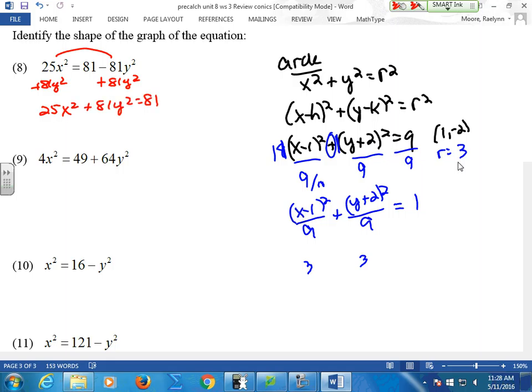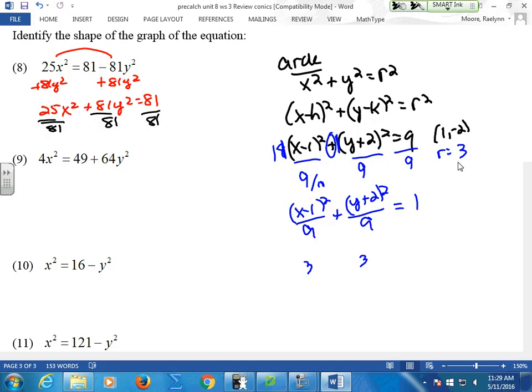So looking at this, I could say it could be a circle, but what makes this not a circle when I first look at it? What do you see? I have a plus. A plus could be a circle, but what's different? Your coefficients are different. If I divide everybody by 81, aren't they going to give me different denominators? Yeah. So therefore, what is this? Ellipse.